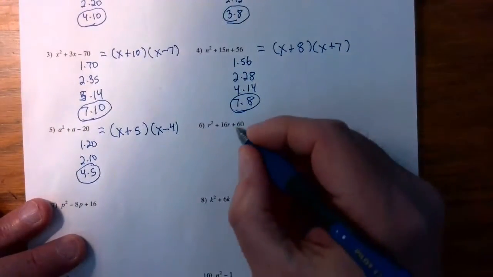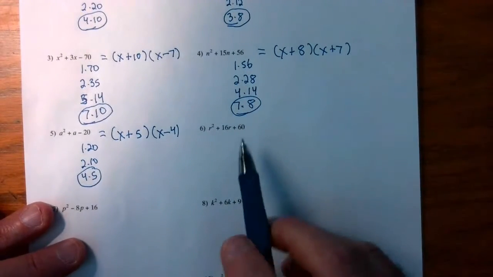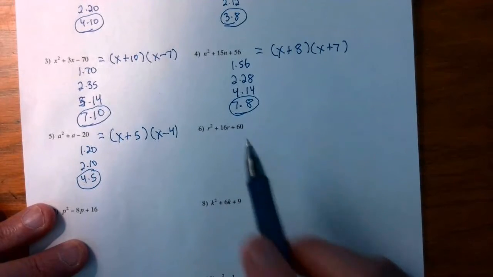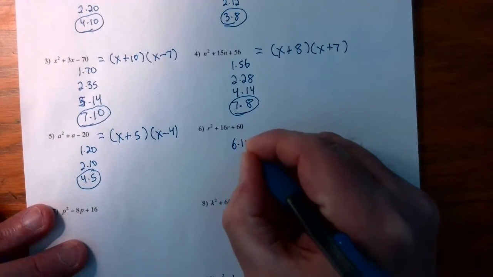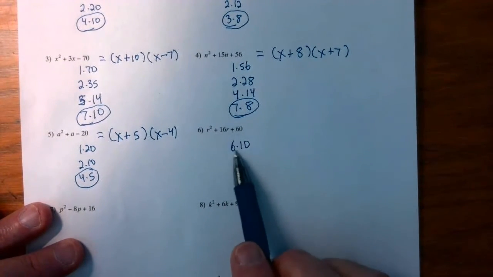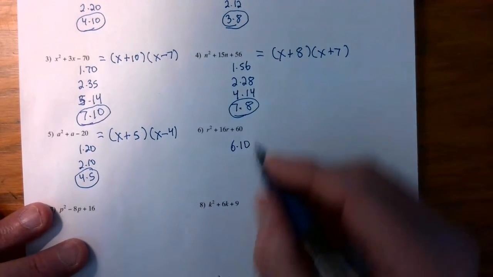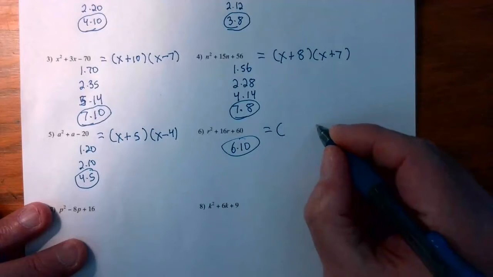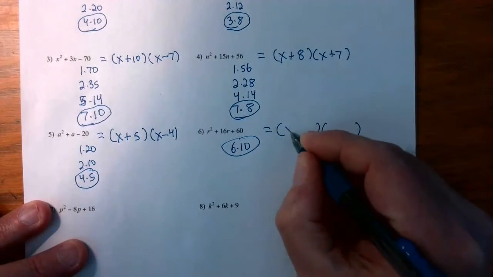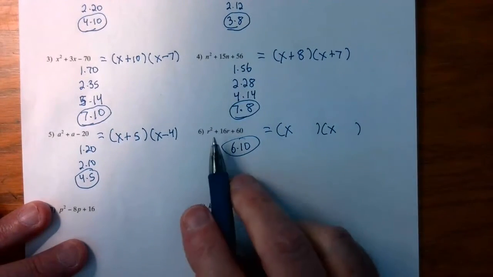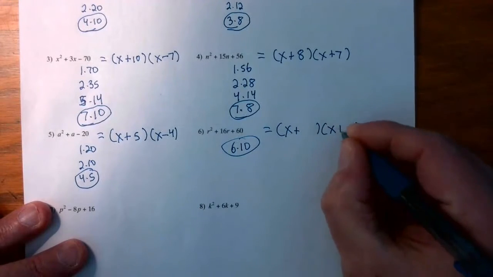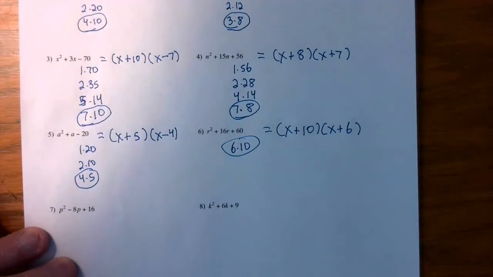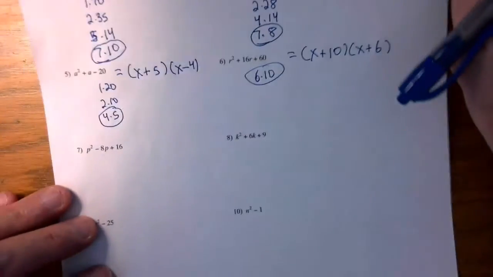Next, 60. Two numbers added together, I get 16. Right? It's 6 and 10. You can see it already. 6 times 10. I can see it. 6 plus 10 is 16. All right, just do that. Make your form. Put your X's in there. They're both plus. I put the little one last just for habit, like that. All right. Next.